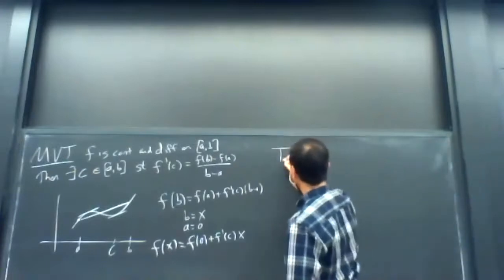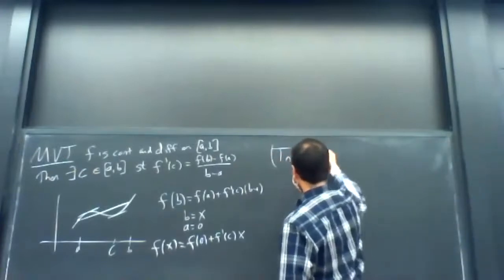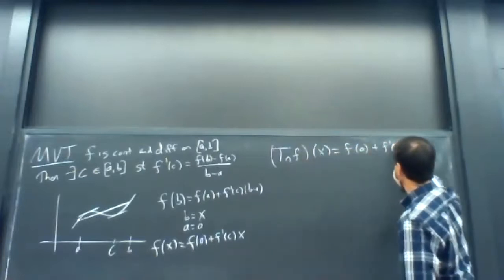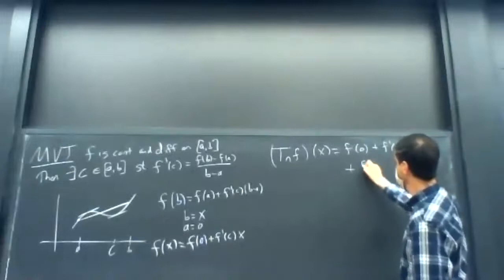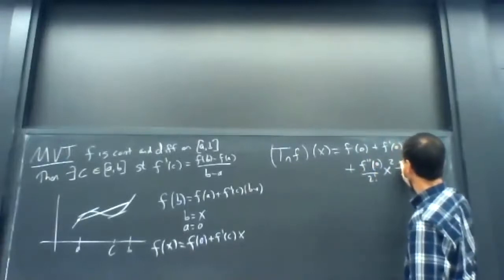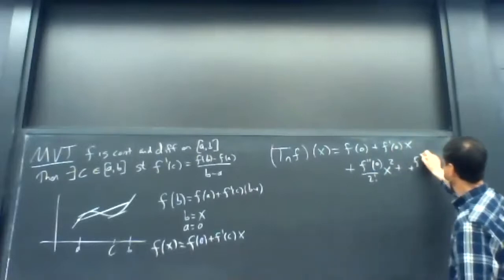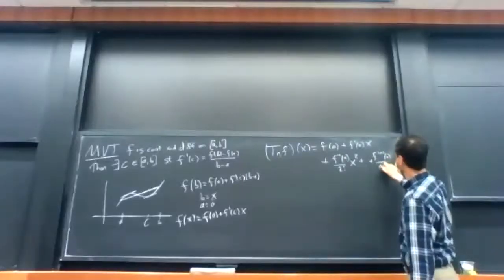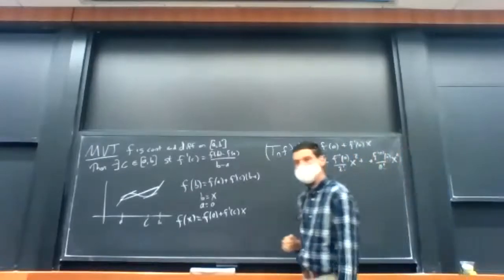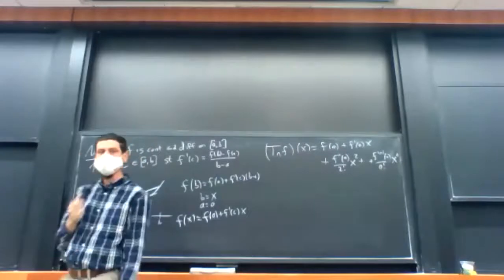So the nth order Taylor series of f would be f of 0 plus f prime of 0 times x plus f double prime of 0 over 2 factorial x squared, all the way up to the nth derivative at 0 over n factorial x to the n. So that would be the nth order Taylor series.